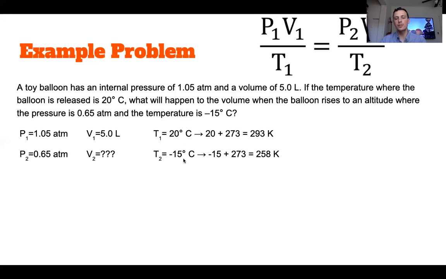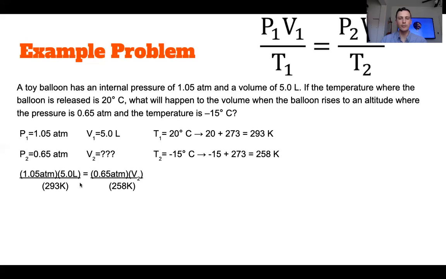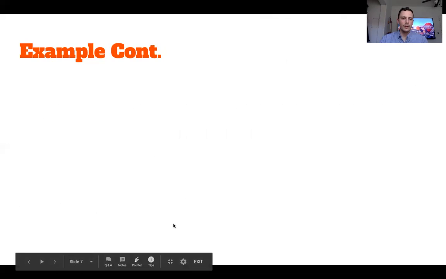And again, our T2, negative 15 degrees Celsius, needs to be converted to Kelvin, and negative 15 plus 273 gives us 258 Kelvin. So now we know all of our variables, except for the one that we're trying to find, and we can just plug them into our equation to give us something like this, right? Our P1 value goes in where P1 would be, V1, 5 liters goes in where V1 would be, and so forth. So again, V2 is our variable here, so we just need to use our algebra at this point and solve for that variable. So I'll walk you through it on the next slide here.